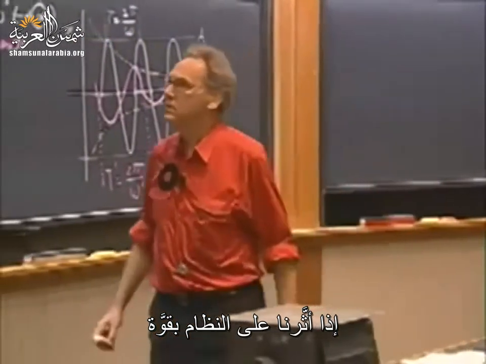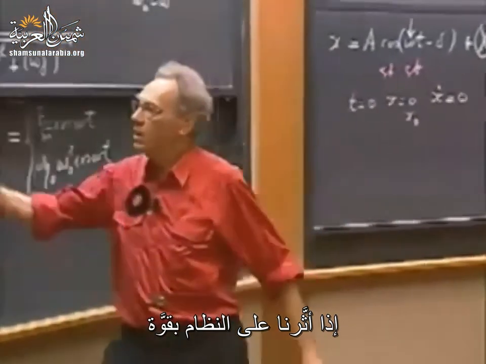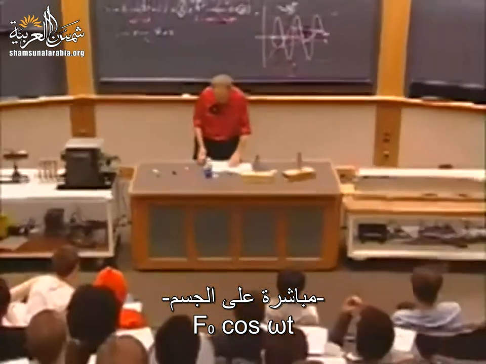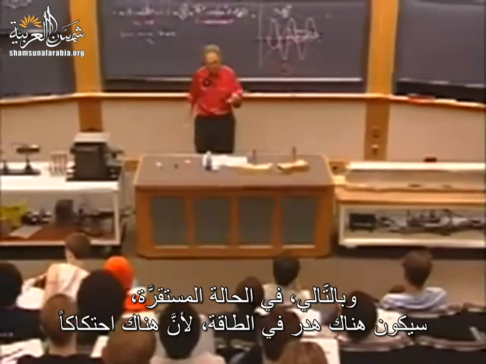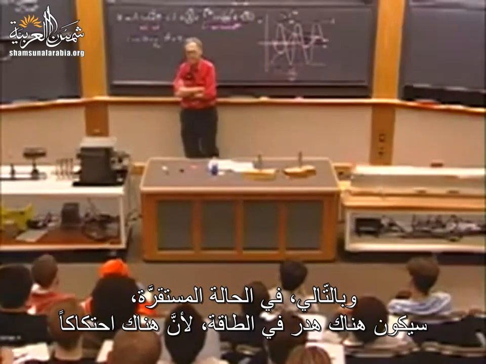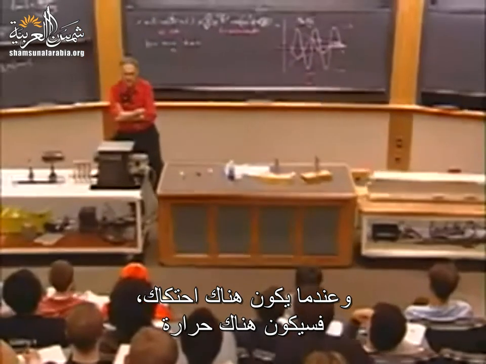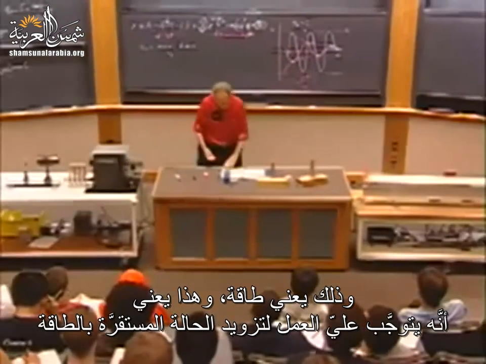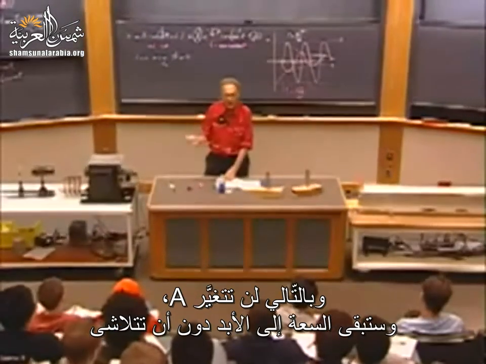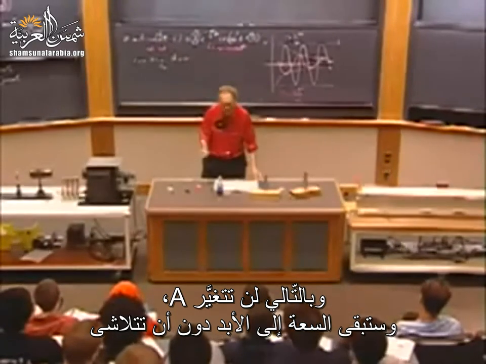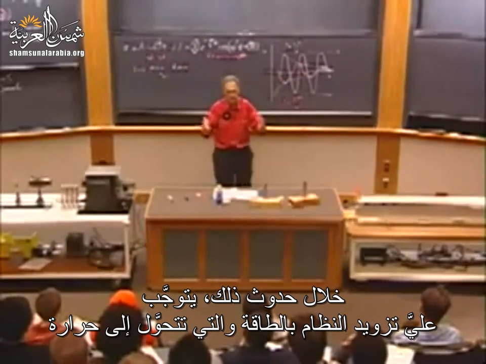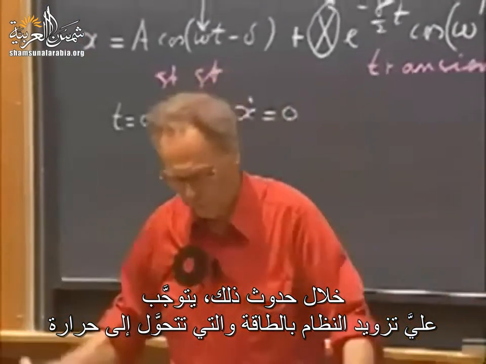If we are driving this system with a force, say directly on the object, F0 cosine omega t, then in steady state there is energy dissipation because there is friction. And where there is friction, there is heat. And that means energy. That means I have to do work to provide that energy. It's a steady state situation. So as the thing is never changing its A, just going on forever and ever, while that happens, I must put in energy, which comes out in the form of heat.